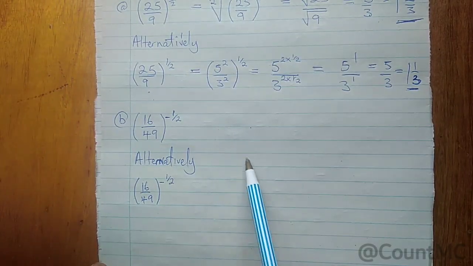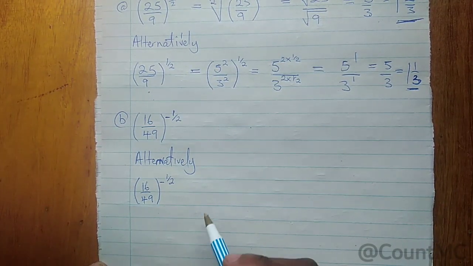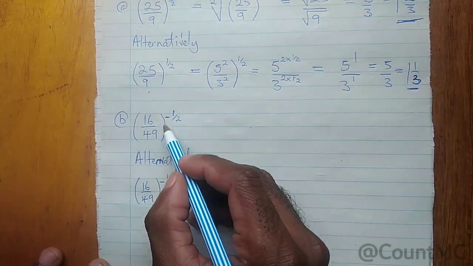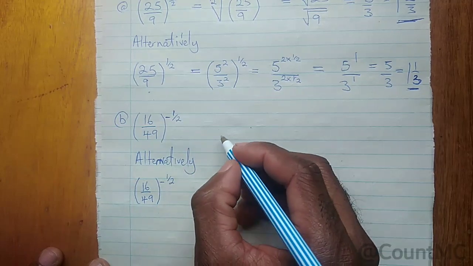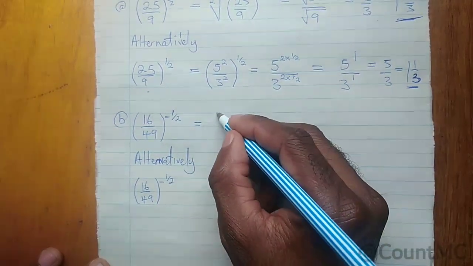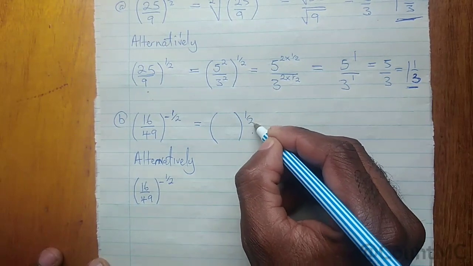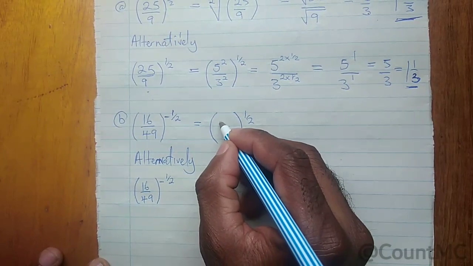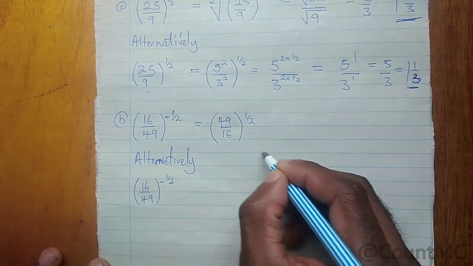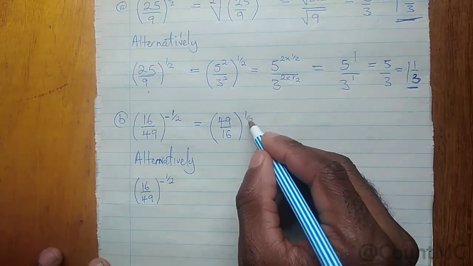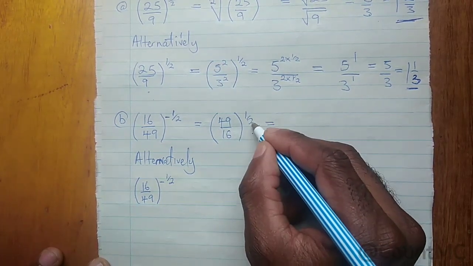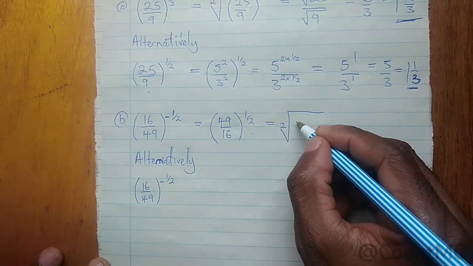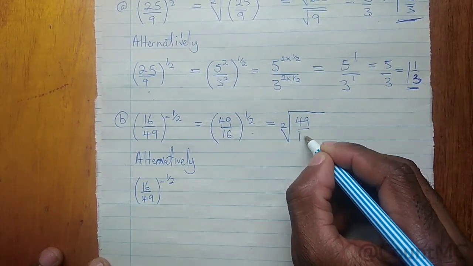Let's apply law number 7 again. So if you remove the minus sign, you invert whatever is being affected by the minus sign. I have removed the minus sign, so I'll invert everything in the bracket. 49/16. Now this says half just means square root of. So I'm looking for the square root of 49/16.